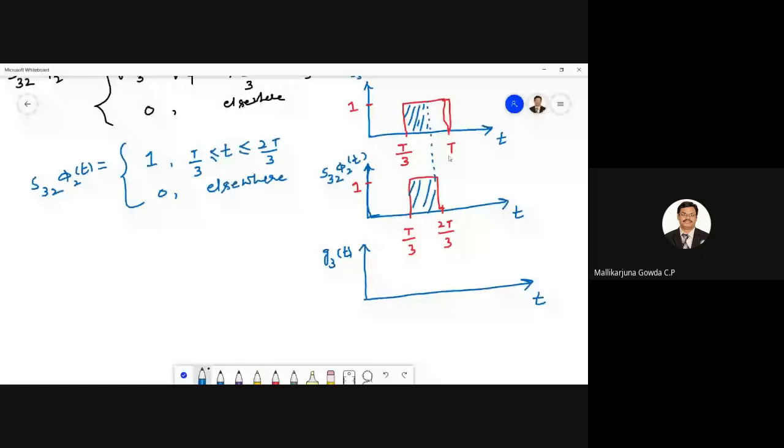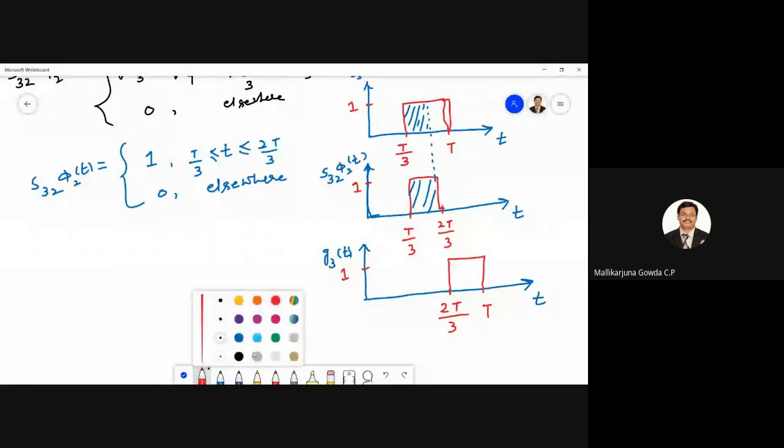Hope this picture is clear. Yes, sir. This clarity you will get only if you write like this. As I said, its value will be 1. I can draw that from 2t by 3 to t. So this is my G3 of t, right?